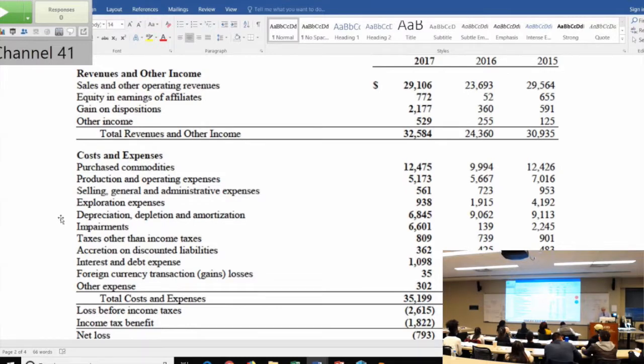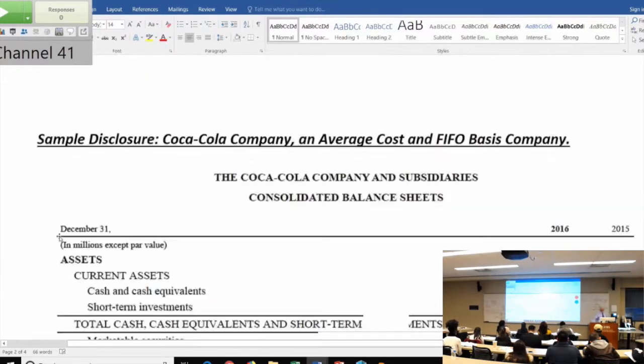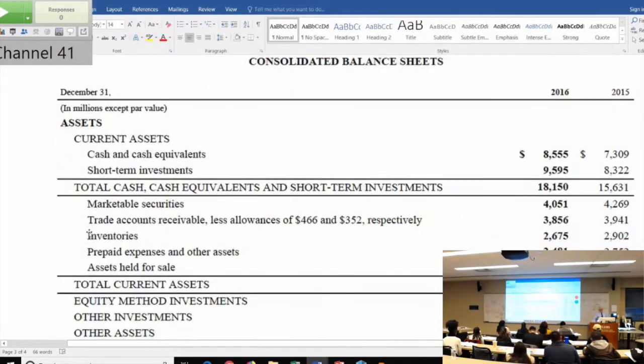And one more disclosure for you, then we're going to move on to Module 5. First, any questions here? All right. One more company, and that is Coca-Cola, and they use average cost and FIFO. All right, so here's their inventories. If you notice, it's in 2016, $2,675,000, and in 2015, $2,902,000.